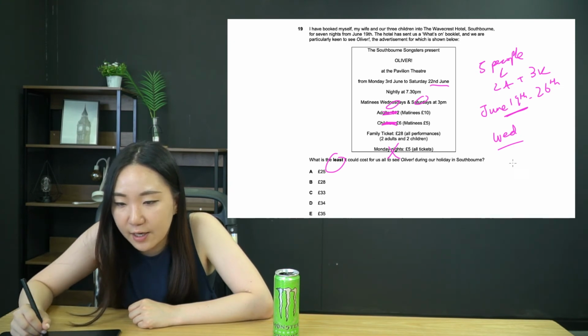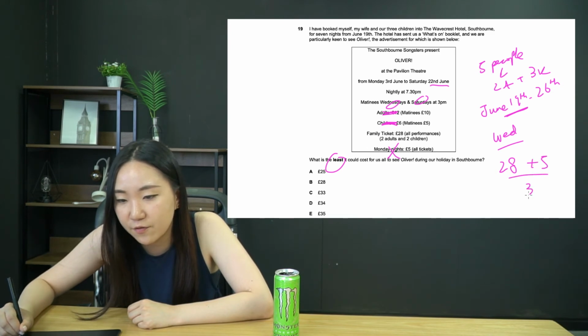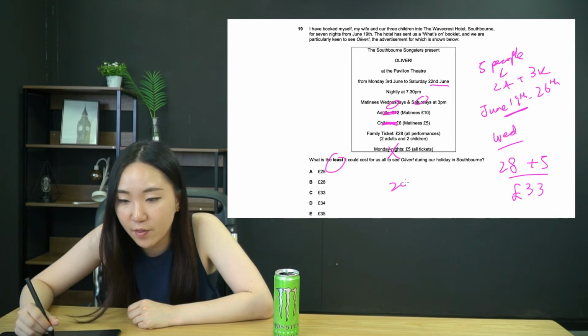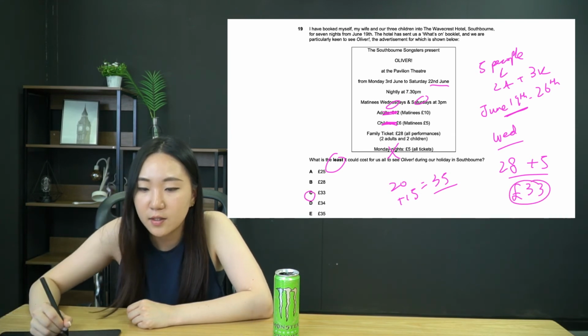So let's look at our options here. So we can do £28, which is 2 adults plus 2 children plus 5. That gives us 33. Let's see if we can do cheaper than that by doing it the other way. So if we just do pure matinee, it would be 20 plus 15 is 35. So no, this one's smaller, so it's going to be C.